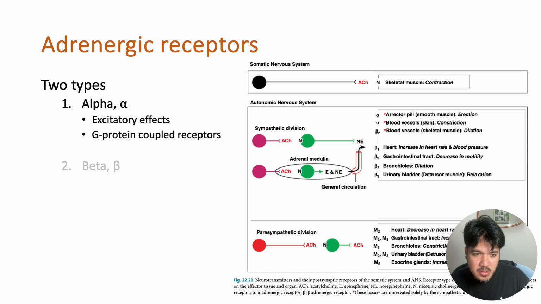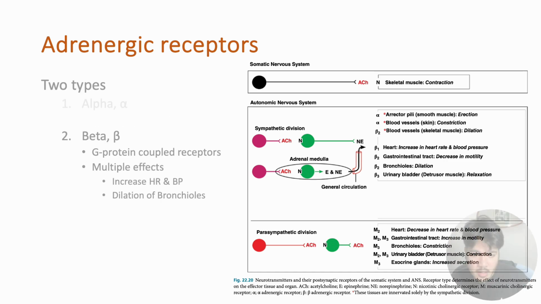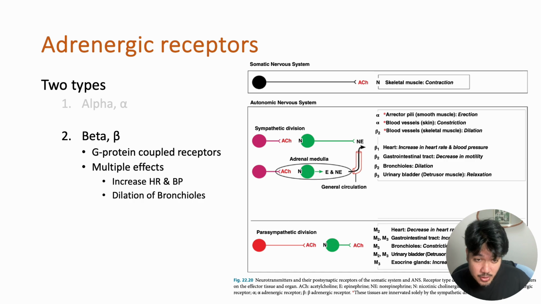Beta receptors are another form of adrenergic receptors. They're G protein coupled receptors, and they have multiple effects. They're found at the level of your heart, gastrointestinal tract, bronchioles, as well as your urinary bladder.